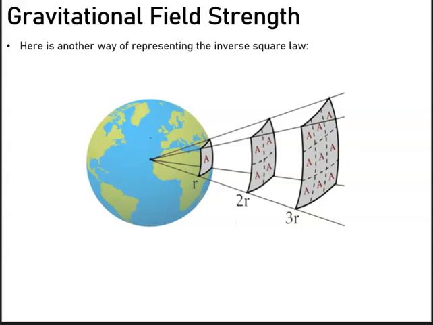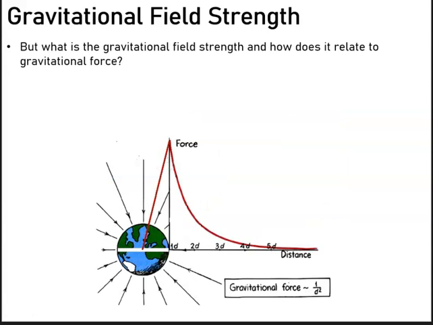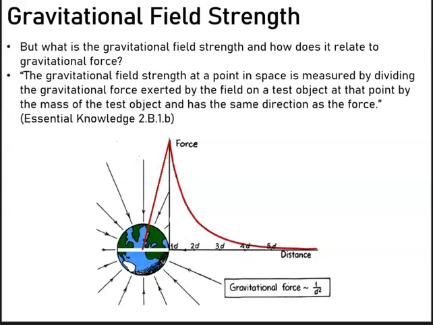So this is what the inverse square law looks like, and this is how it is with gravitational force or gravitational field. So what is gravitational field strength and how does it relate to gravitational force? The gravitational field strength at a point in space is measured by dividing the gravitational force exerted by the field on a test object at that point by the mass of the test object, and has the same direction as the force. This is the definition, the essential knowledge directly from the College Board. Yes, it makes me go cross-eyed too. So let's look at the simplified version.